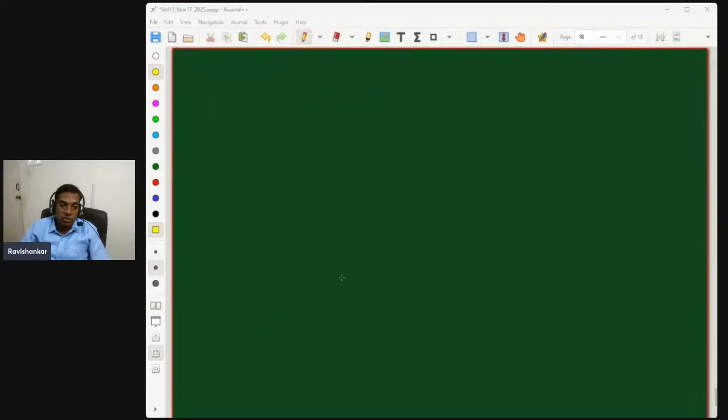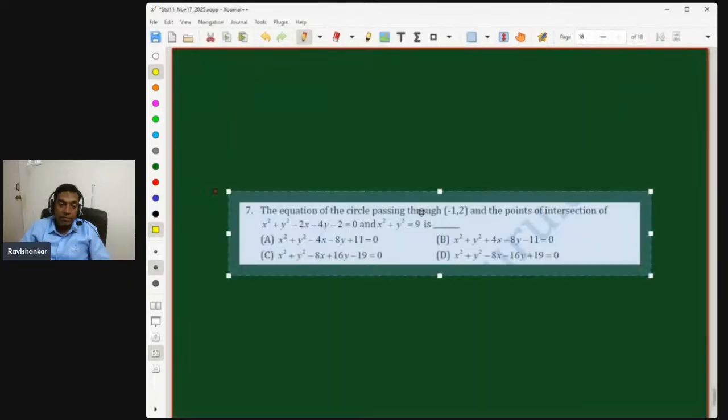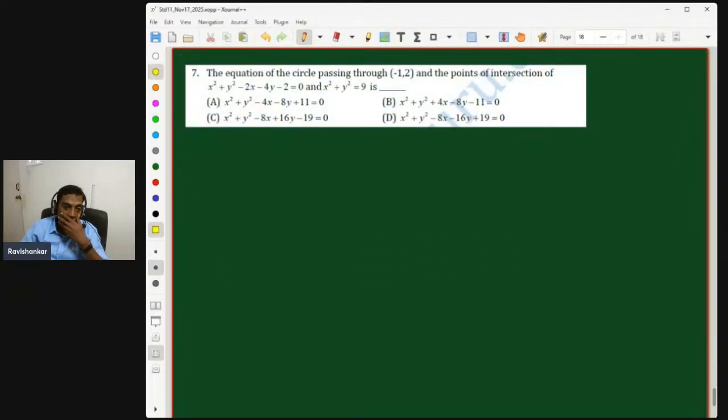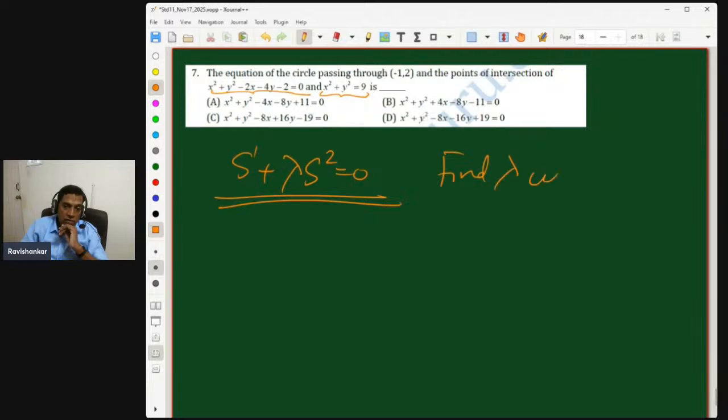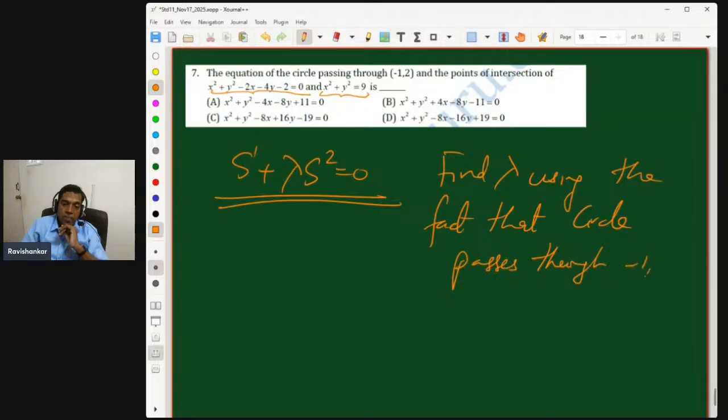Okay, the very last question that we will do, because it's linked to this lambda idea: find the equation of the circle passing through (-1, 2) and the points of intersection of these two circles. Use the idea that S1 plus lambda S2 equals 0, using the fact that the circle passes through (-1, 2). Okay, so that's the last question for the day that we are going to do.